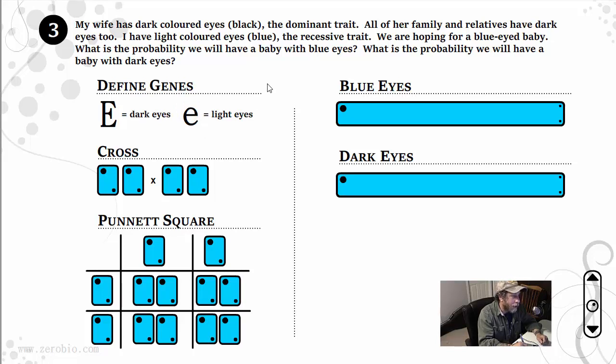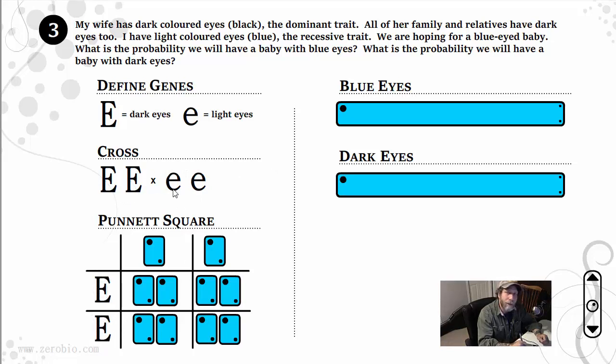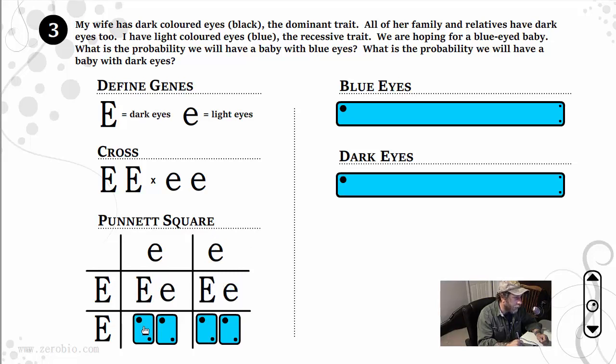Now, let's do the cross. Because I said that all of her family and relatives have dark eyes, we are going to make the reasonable assumption that she is homozygous for that dominant trait. So she's going to be big E, big E. And because I have light eyes, blue eyes, I am going to be little e, little e. So we can go ahead and do the cross, putting the first individual on the left side, big E and big E, and me up here, little e, and then we'll cross them. This one times this one, big E, little e. This one times this one, big E, little e. Do the same for the bottom row, big E, little e. And this one times this one, big E, little e. All right, we've got the cross and we've got the Punnett square.